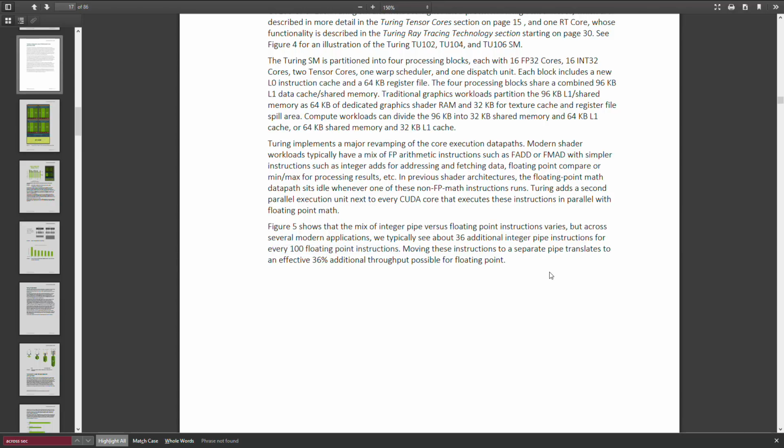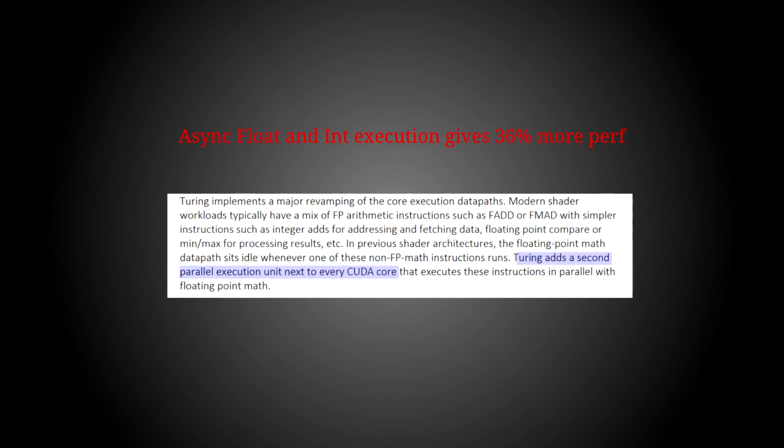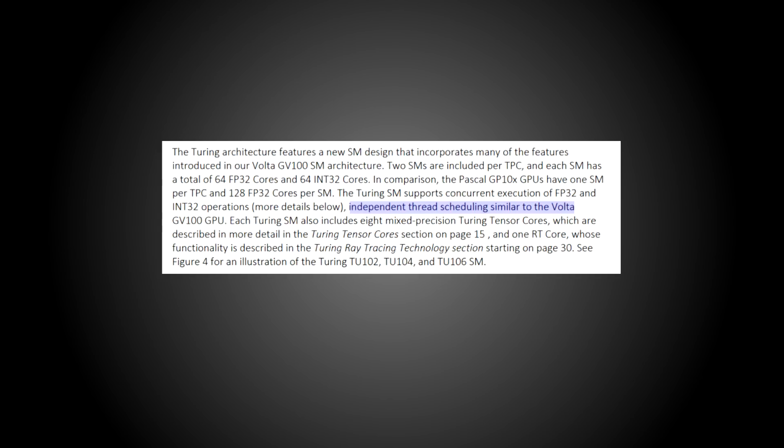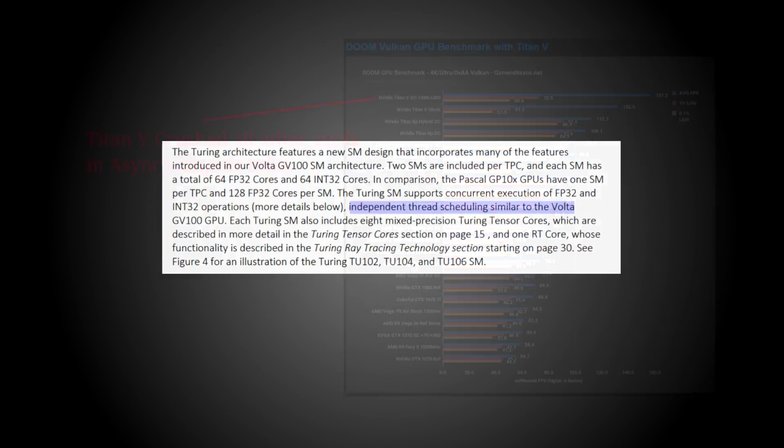And so, quote, moving these instructions to a separate pipeline translates to an effective 36% additional throughput possible for floating point, unquote. Now this is interesting to know, because not only does it mean that Nvidia reckons that 36% of that touted 50% shader improvement came from parallelizing integer and floats asynchronously, but also Nvidia uses hardware scheduling techniques from Volta. Remember, Turing is mostly made of Volta, and this allows Nvidia to utilize asynchronous compute for integers and floats.